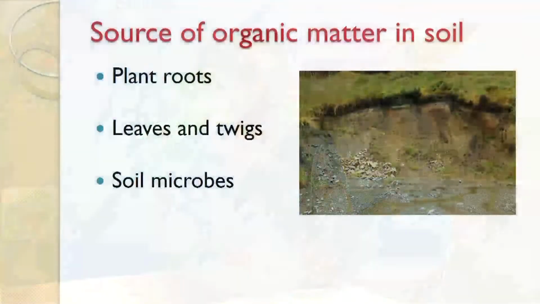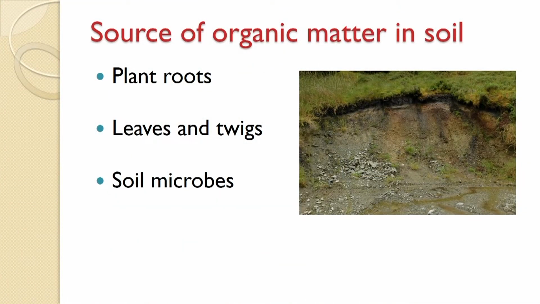And the third group is soil microbes. That is, they are very tiny organisms. They actually live in various soil pore spaces, on the plant root as well as the plant leaf. And these soil microbes can be fungi, bacteria, virus, protozoa or nematode. And these soil microbes also form a part of soil organic matter, because when they die, they also take part in the pool of soil organic matter.